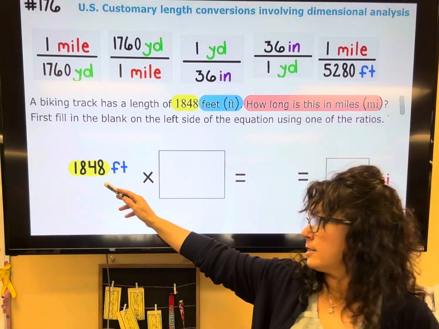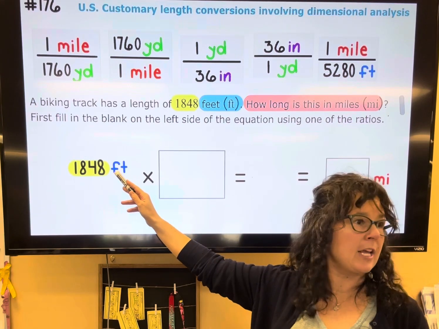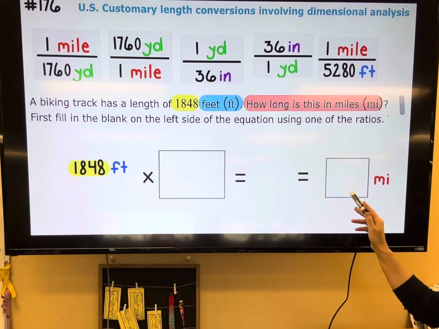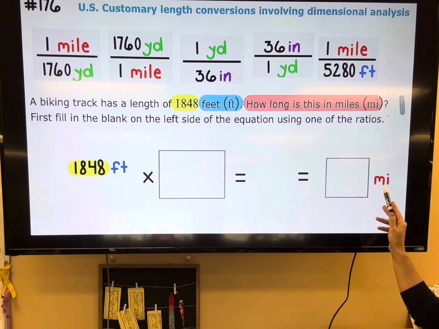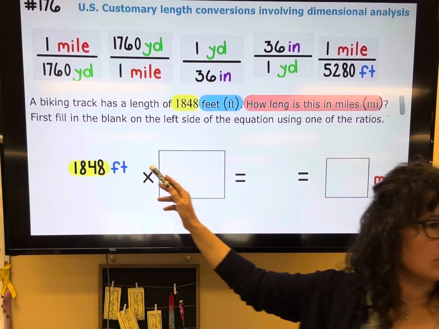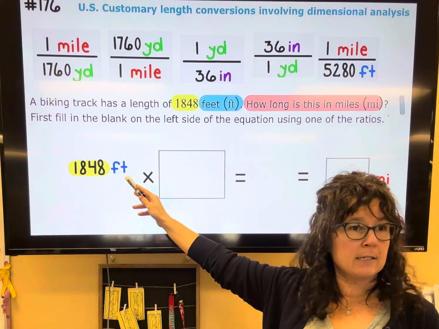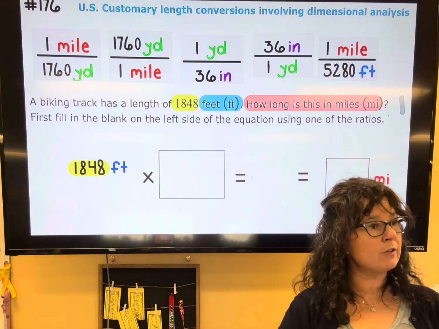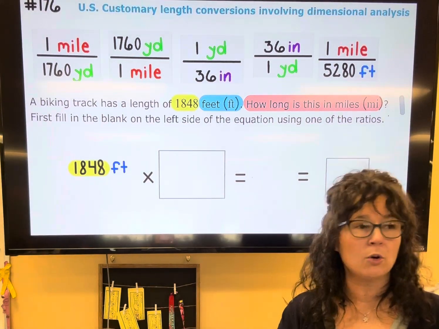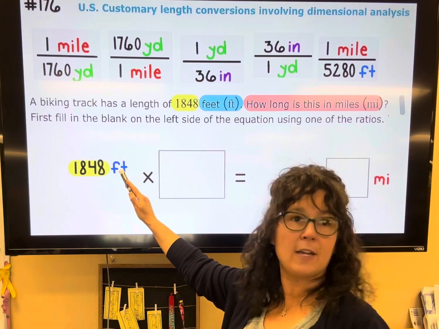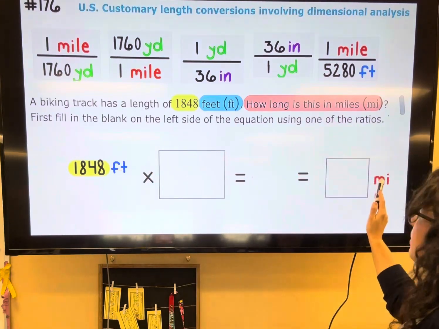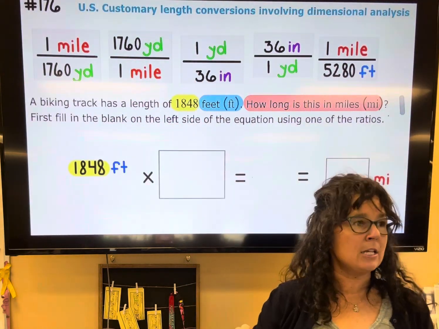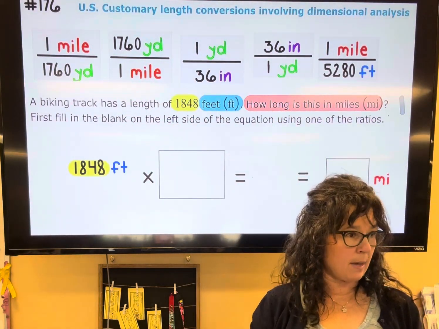You want to take 1,848 feet and figure out how many miles that is. To convert from feet to miles, you want to look for a conversion fraction or conversion ratio that contains both feet and miles. Up above, I have all of these possibilities, and you're going to just pick one of them.